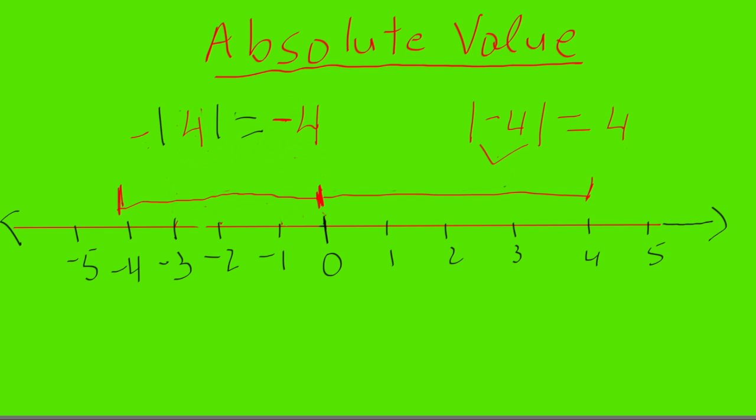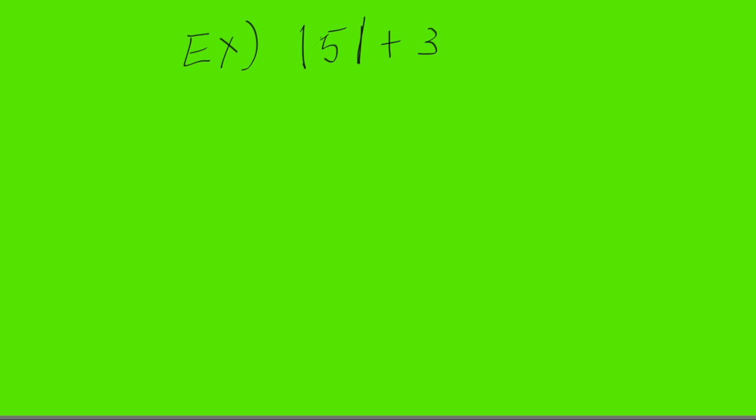Okay. Now let's say we have this example. We are asked to find the absolute value of 5 plus 3. The absolute value of a positive number is positive. Bring down the plus 3. So 5 plus 3 is 8. In this case, the absolute value of 5 plus 3 is 5 plus 3, which is 8.